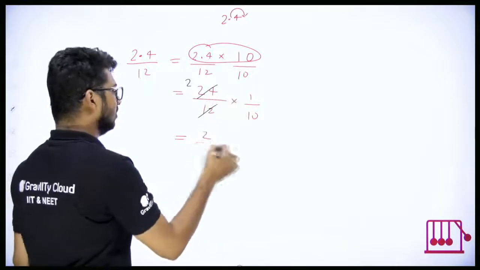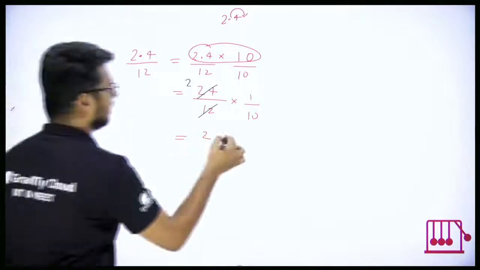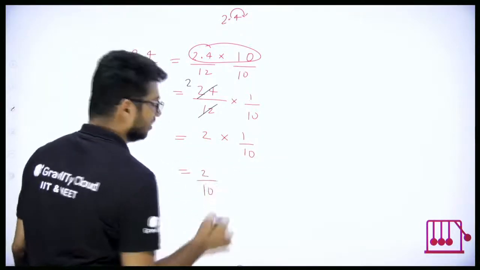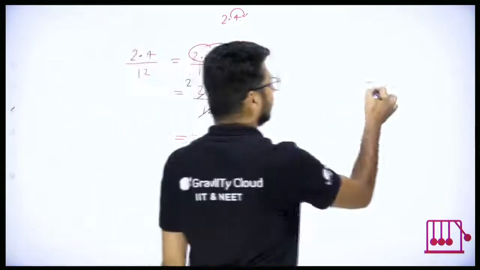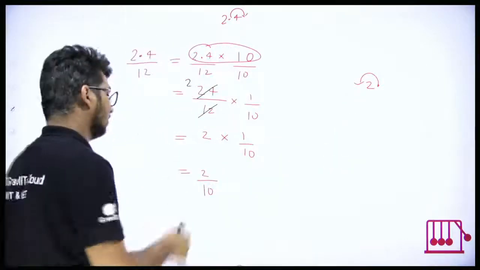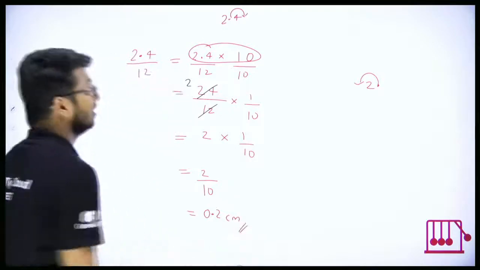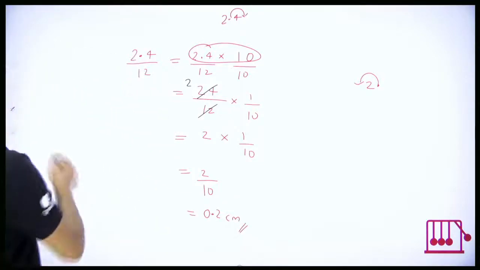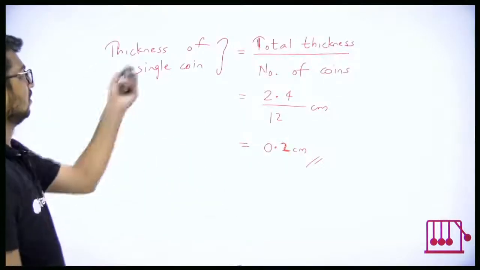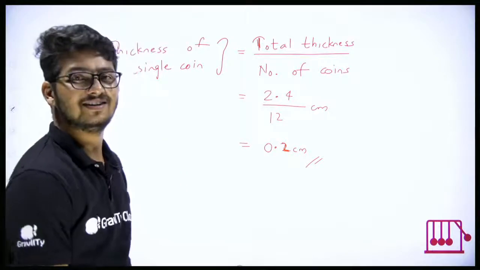So what is remaining? 2 and 10. So it is 2 into 1 by 10. How do you write it? 2 by 10. So if you divide by 10, what will you do? You shift the decimal towards the left, right? So it becomes 0.2 centimeter. The value will be 0.2. So 2.4 by 12 is 0.2. That is the reason why the thickness is 0.2 centimeter.